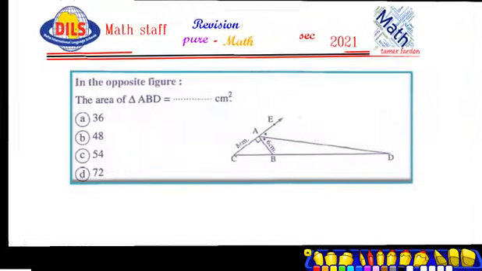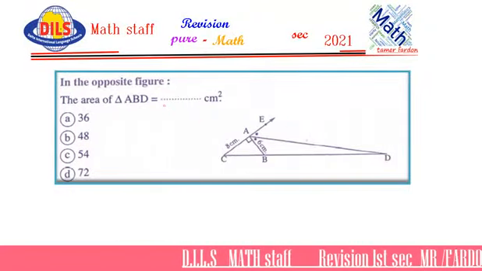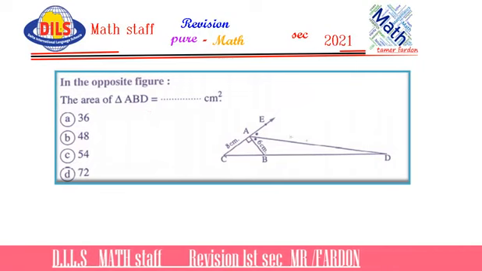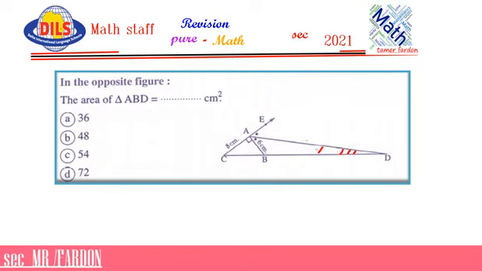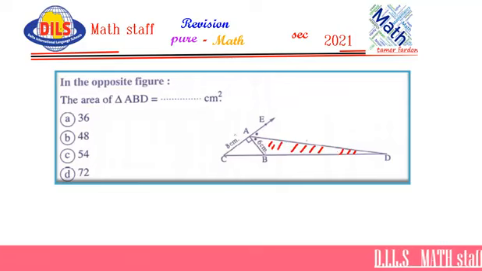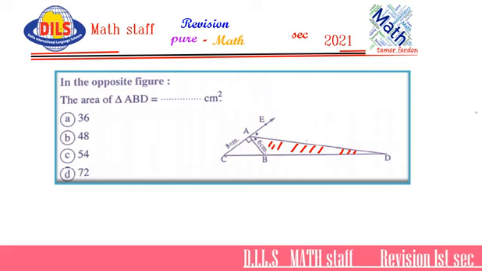The next, in the opposite figure, the area of triangle APD equals how many square centimeters?